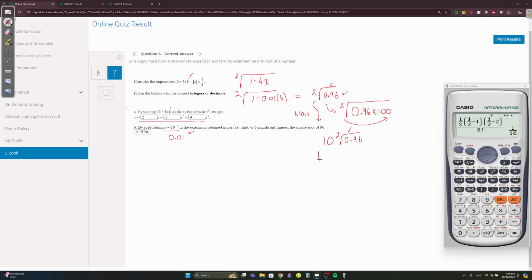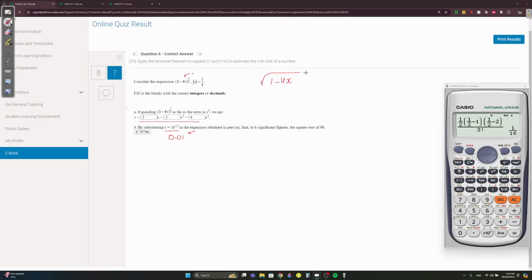Isn't the square root of 0.96 the same as 0.96 to the power of 1 over 2? Yes. And didn't we just expand this up here? We did. So let me repeat what I just did. This is the same as 1 minus 4x in the square root. Since we have to multiply by 100, we're going to rewrite the square root of 1 minus 4x as 100 times 1 minus 4x. And instead of actually multiplying the 100, we can just square root it and take it out: 10 radical 1 minus 4x.